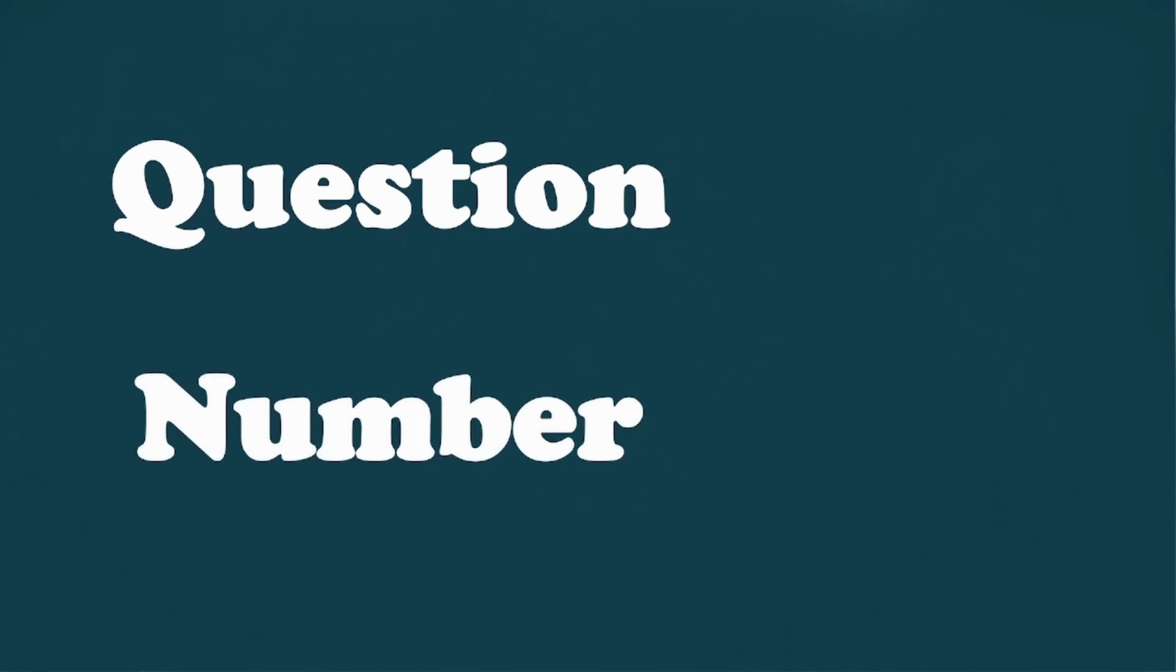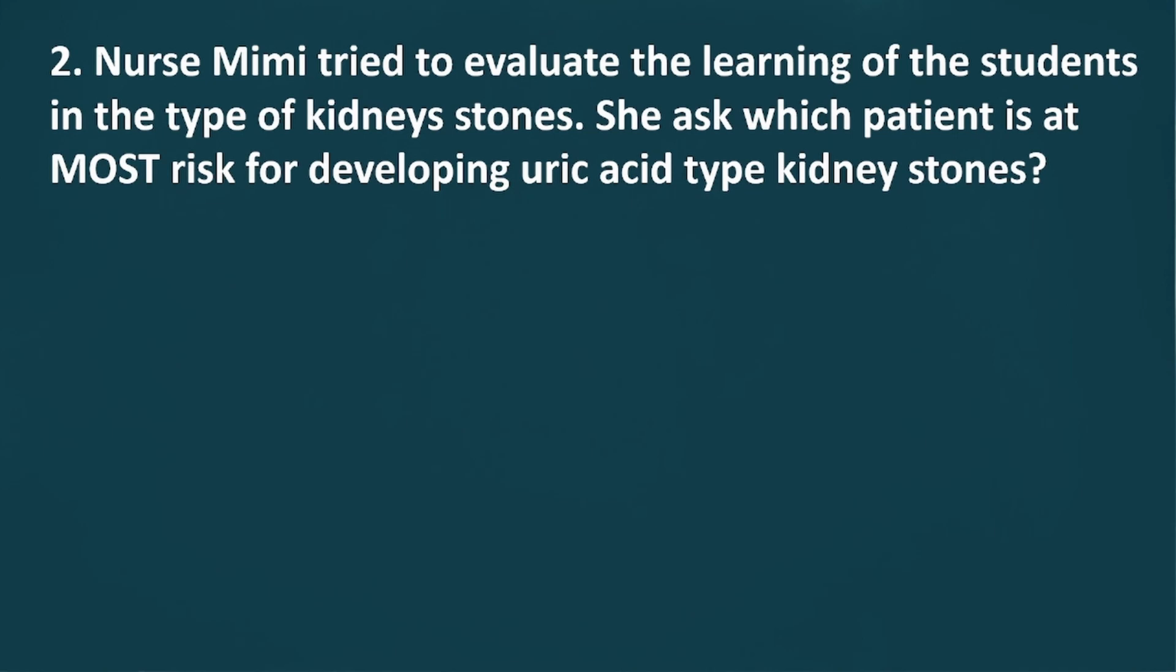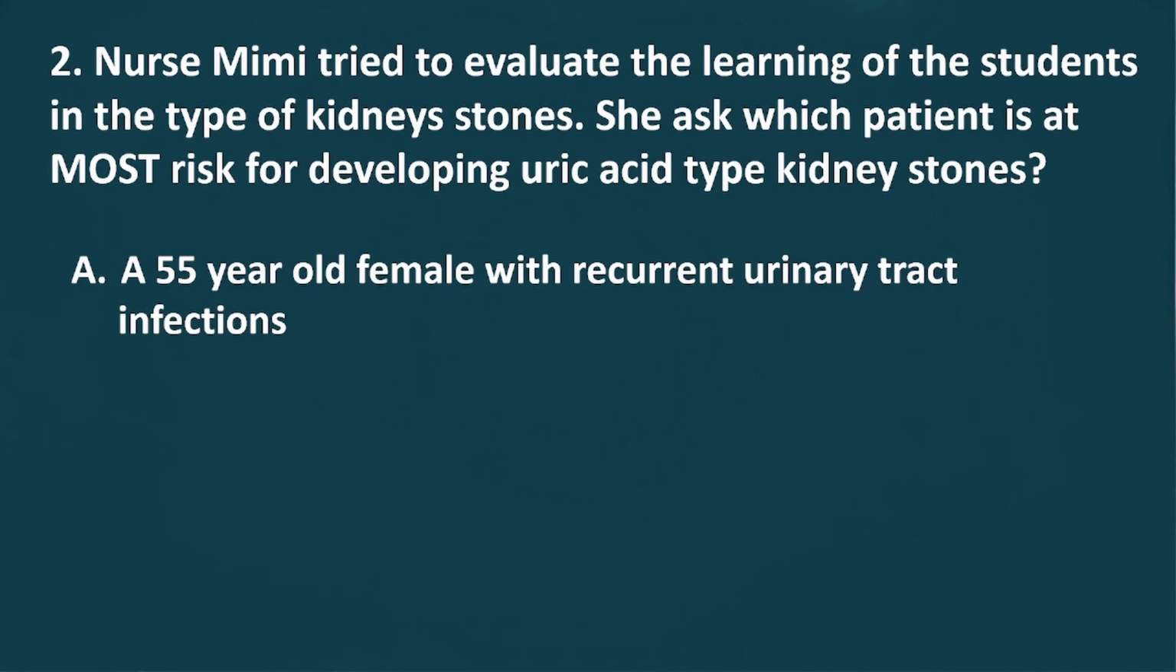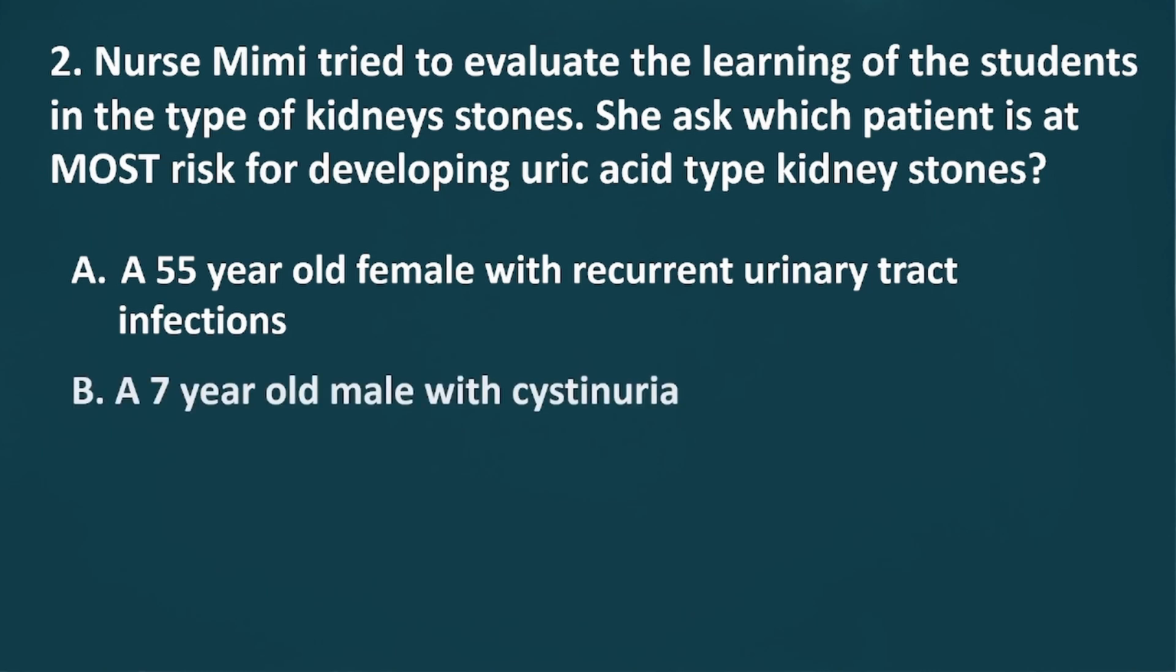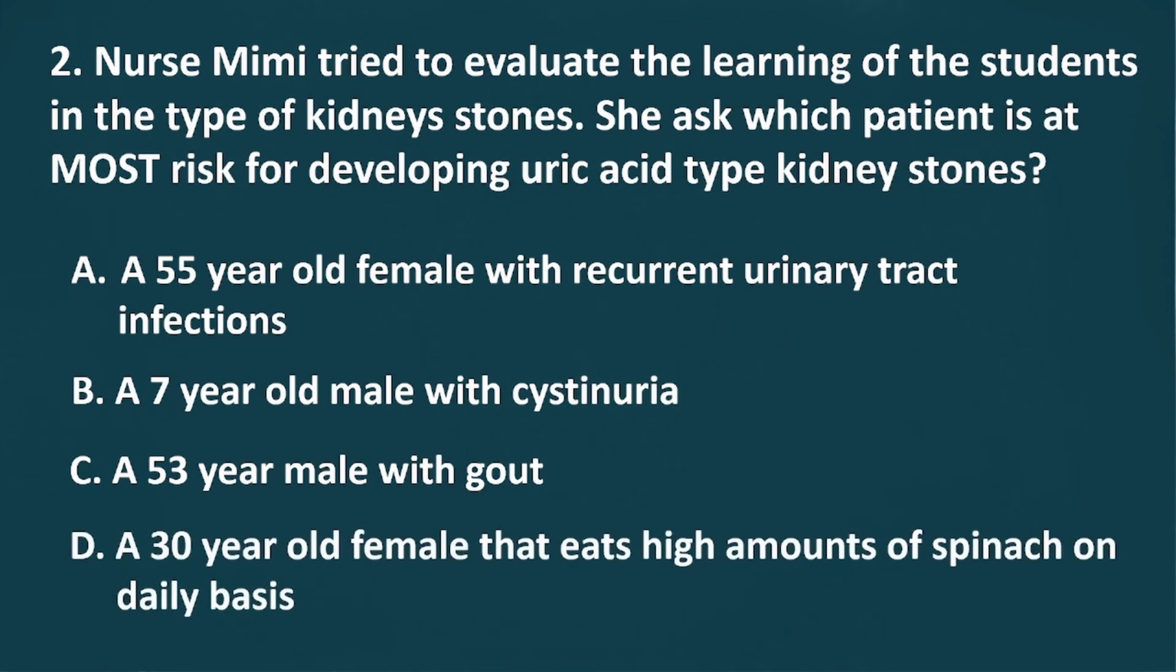Question number 2. Nurse Mimi tried to evaluate the learning of the students in the type of kidney stones. She asked which patient is at most risk for developing uric acid type kidney stones. A. A 55-year-old female with recurrent urinary tract infections. B. A 7-year-old male with cystinuria. C. A 53-year-old male with gout. D. A 30-year-old female that eats high amounts of spinach on a daily basis.